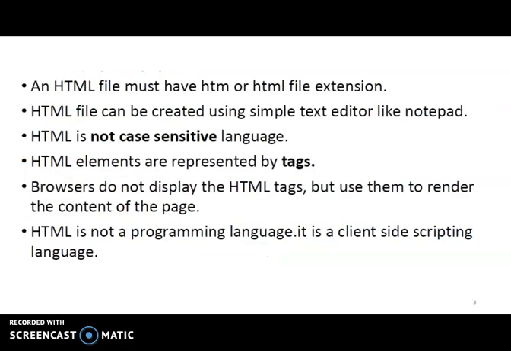Now see, an HTML file must have a .html or .htm file extension. In C you have a .c extension, in C++ you have a .cpp extension, and in VB you have a .vbp extension. That's why HTML also requires an extension to save the file. So HTML has the .html or .htm file extension.